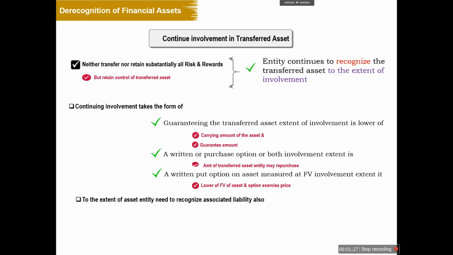Apart from it, to the extent the entity needs to recognize the assets in a similar way, it needs to recognize the associated liability also. And similarly, it will recognize the income as well as expenses that are correlated with the transferred assets, but there will not be offsetting of income and expense in case of continued involvement of the transferred assets.